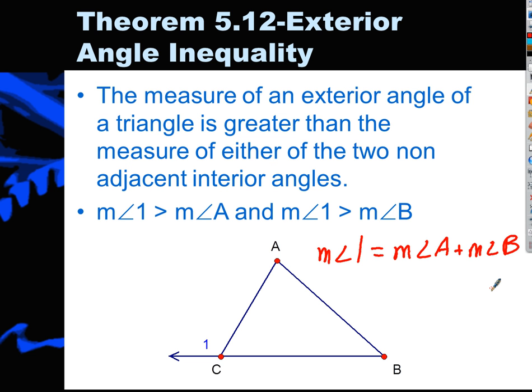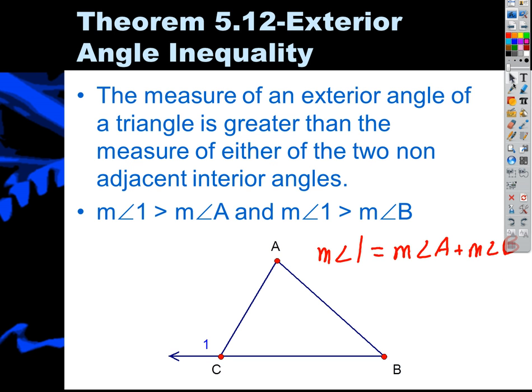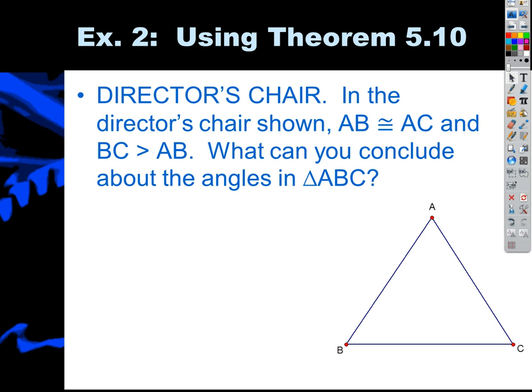Because if the measure of 1 equals A plus B, then A by itself must be smaller, right? And B by itself must be smaller. That's the exterior angle inequality. That's all it is. The measure of an exterior angle is always greater than each of the remote interior angles by themselves. Okay? No big deal there. So far, pretty minor stuff.